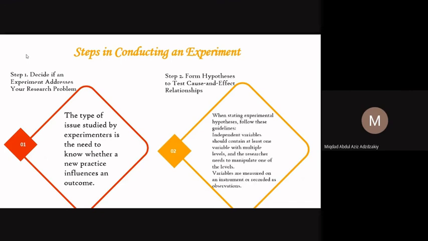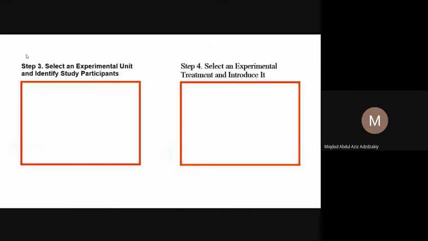When stating experimental hypotheses, follow this guideline. The first, independent variable should contain at least one variable with multiple levels, and the researchers need to manipulate one of the levels. Second, variables are measured on instrument or recorded as observation.